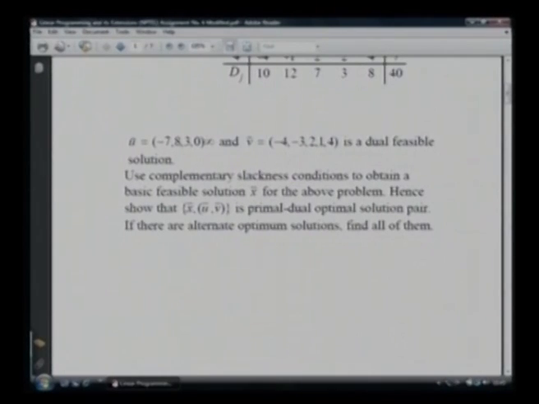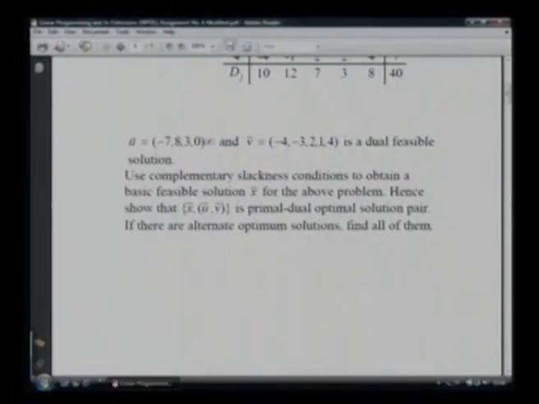Now, using complementary slackness conditions, you will only allow those xij's to be positive for which Cij minus ui minus vj is 0. So, if you can find an x bar which is feasible from among the cells for which the dual constraints are satisfied as equality, then you will have a primal dual feasible pair. And using complementary slackness conditions, you can show that the pair x bar, u bar, v bar, which is a primal dual pair of feasible solutions, will also be optimal. So, this is what you have to do in problem 1.